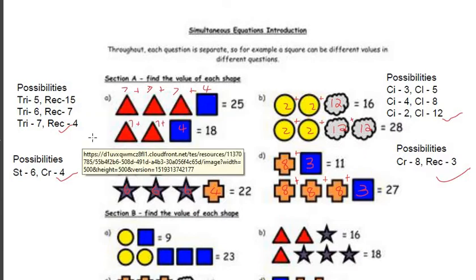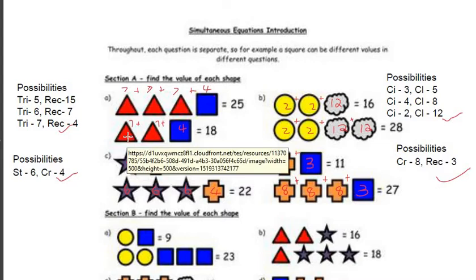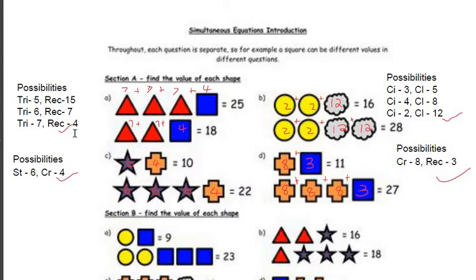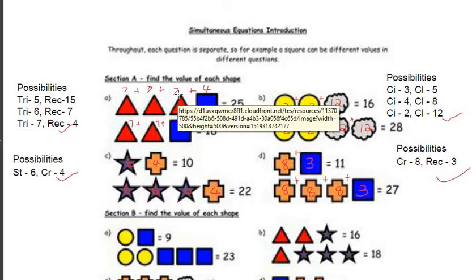Now, in the end, we figured out that the triangles measure 7 each and the rectangle measures 4, because when you substituted the values for the shapes, you got the total in the end, and the values worked for both equations. We're calling them equations now. So this is what simultaneous equations are all about. You get two different equations, and each equation has two different variables, and you're going to solve to find the value of each variable.